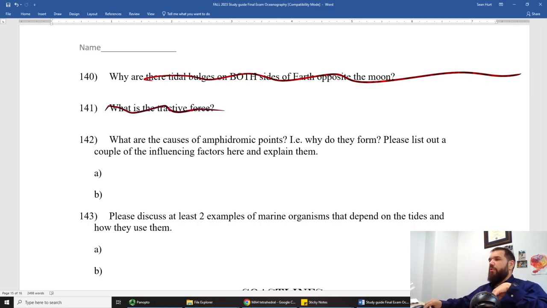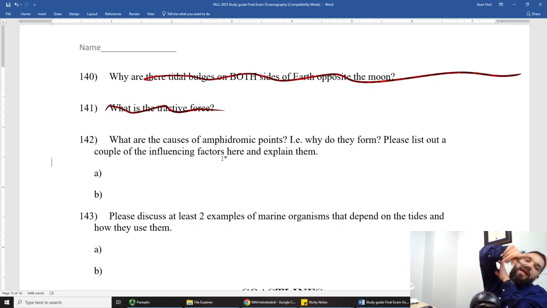Now, what are amphidromic points? Amphidromic points are points in the ocean, nodes in the ocean, where there's no tide. And actually, the tides sort of rotate around these amphidromic points, okay? The tides almost look like they're trying to avoid them. In the northern hemisphere, they tend to rotate counterclockwise around the amphidromic point, and in the southern hemisphere clockwise.